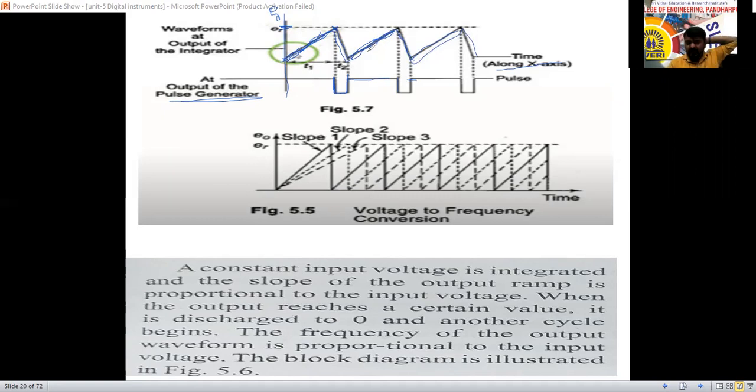So from this, you have to observe this diagram. Is the charging time equal to the discharging time? No, it is different.